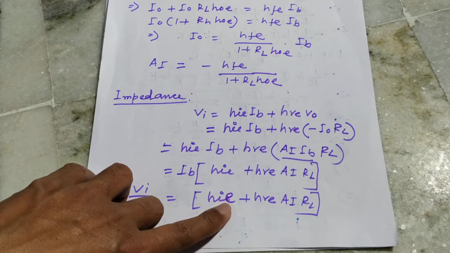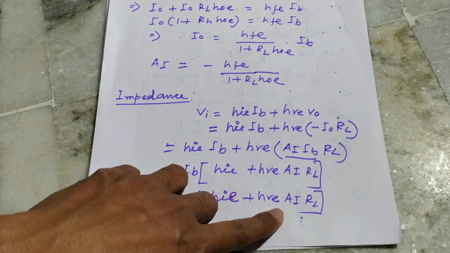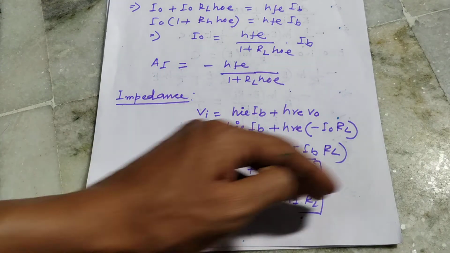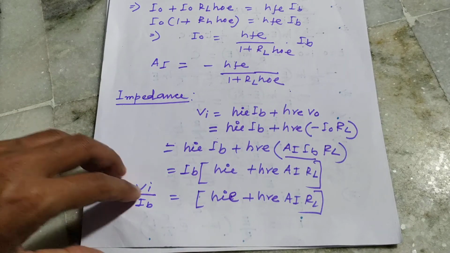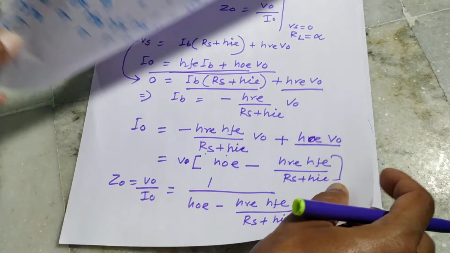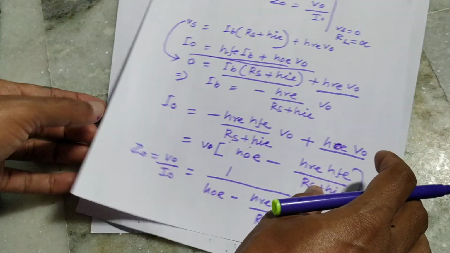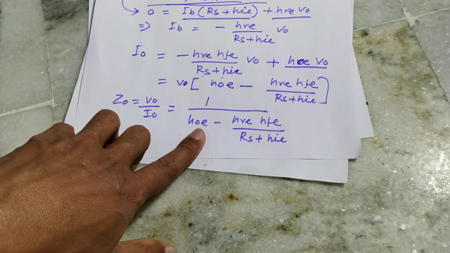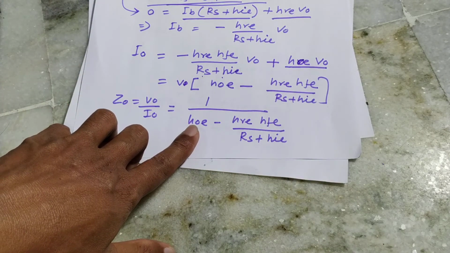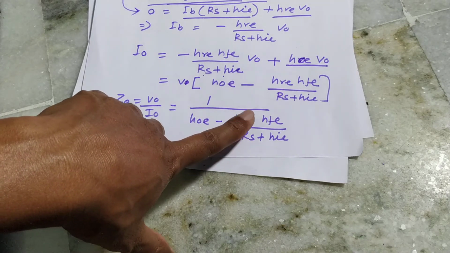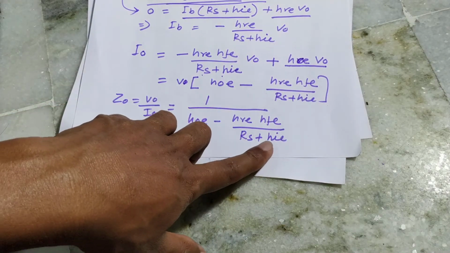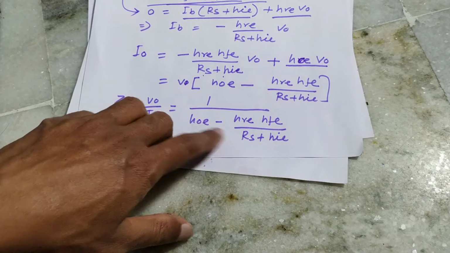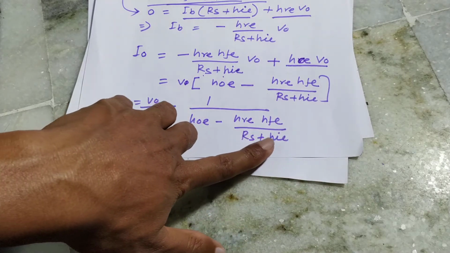Okay, similarly this will be HIE, HRE for the CE amplifier, but for the CC amplifier it will be HIC, HRC. Okay, and for the CB amplifier it will be HIB and HRB, but the expression remains the same, we just have to change the hybrid parameter. And similarly for the output impedance for the CC amplifier, HOC, HRC, HFC, HIC, and the same for CB, HOB, HRB, HFB, HIB. Okay.